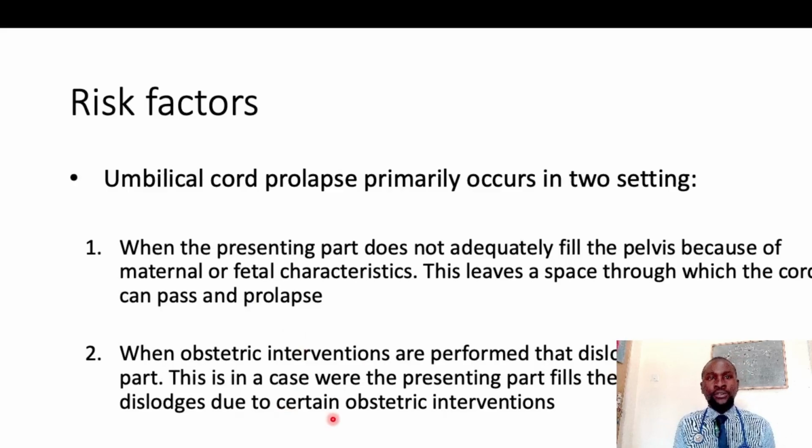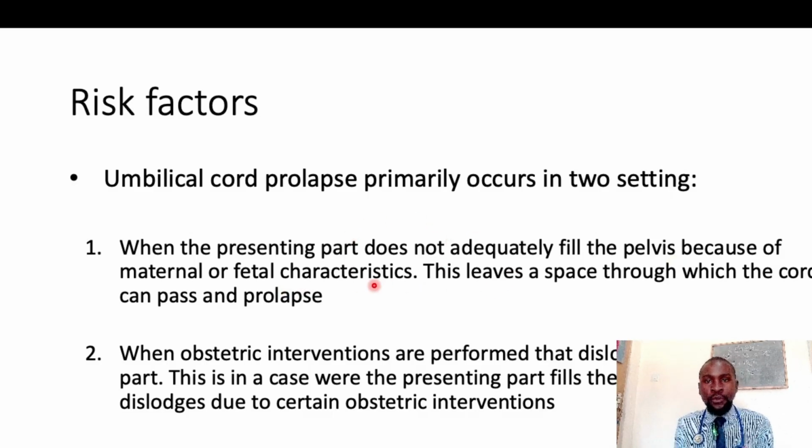What are the risk factors of this condition? It's important for us to know the risk factors. Umbilical cord prolapse primarily occurs in two basic settings. What are these two settings? Number one, when the presenting part does not adequately fill the pelvis because of maternal or fetal characteristics. We'll talk about some of these.